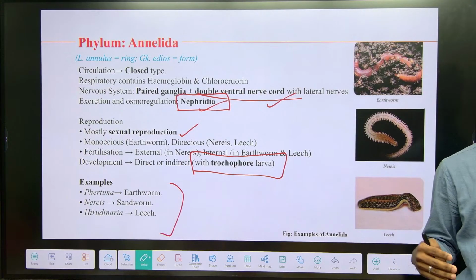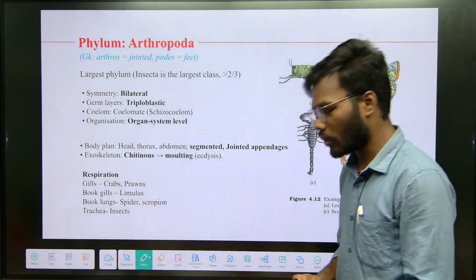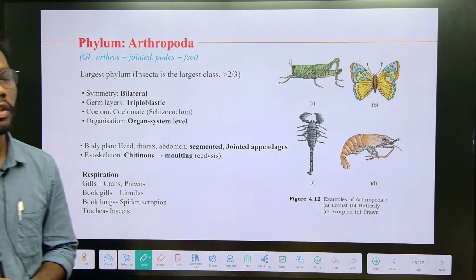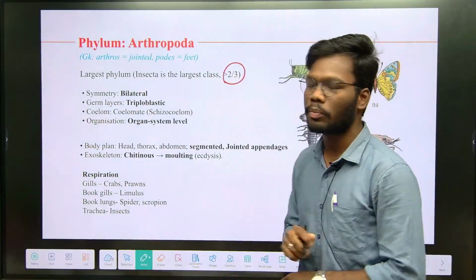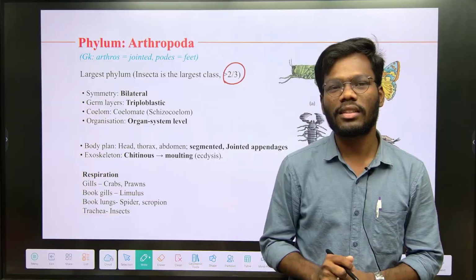So now we will start from Arthropoda. Right. Arthropoda is the largest phylum. A large number of species are present in Arthropoda. Two thirds of all species are present in this phylum, and in this phylum the largest class is insects.